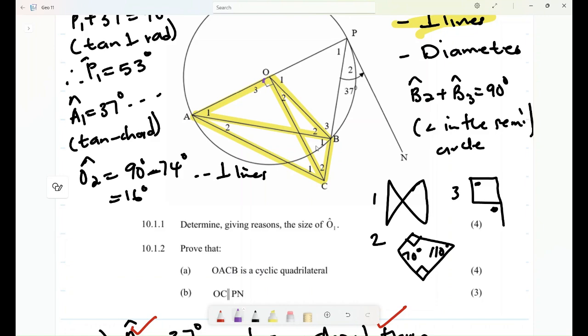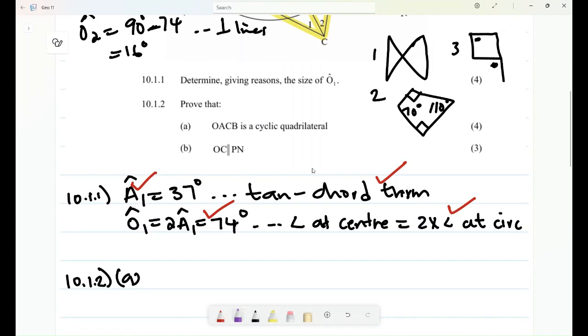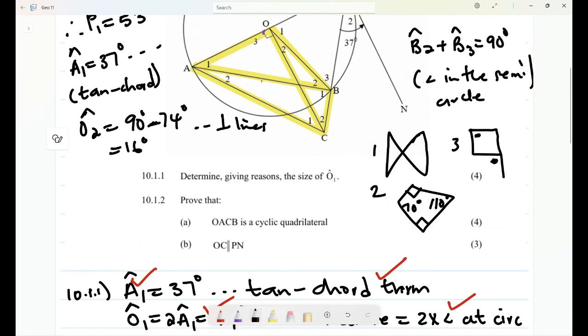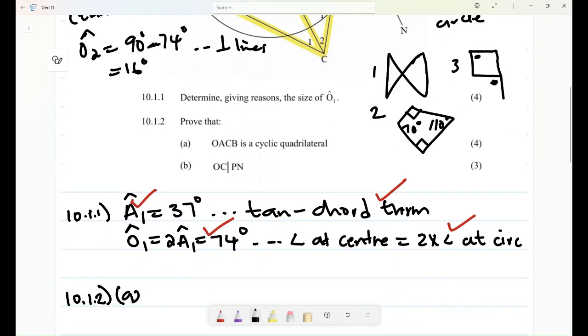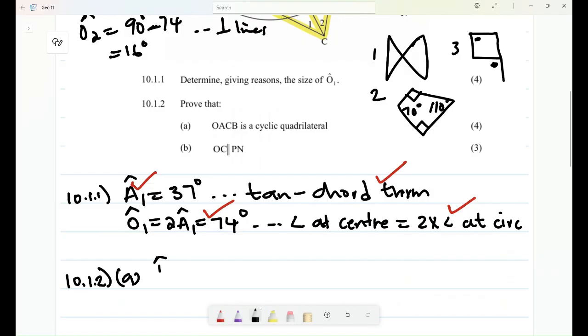Did you hear me? All right, let me do what I was saying there. Now let's prove that angle O3 is equal to angle B1. How can we do that? The first thing is that we know angle B2 plus angle B3 is equal to 90. Why are we saying that? Angle in the semicircle.